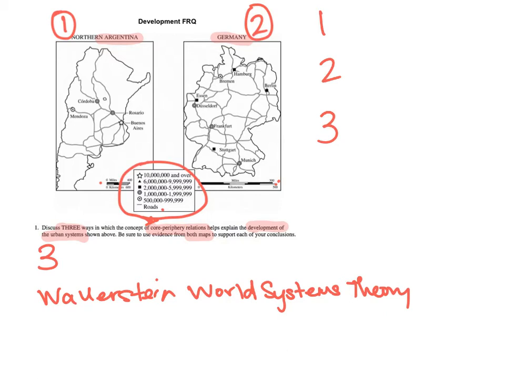He's the one that said that the world is divided into 3 sections, essentially: the core, the semi-periphery, and the periphery. The core exports to the semi-periphery and the periphery. The periphery exports natural resources to the semi-periphery and to the core, and they import manufactured goods. And the semi-periphery does both.